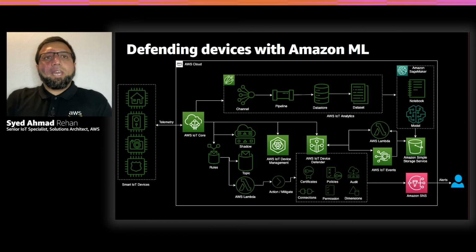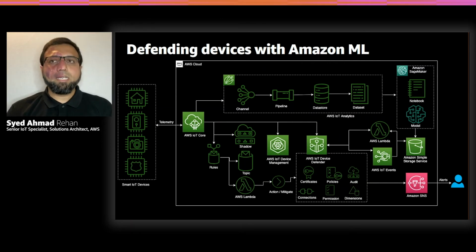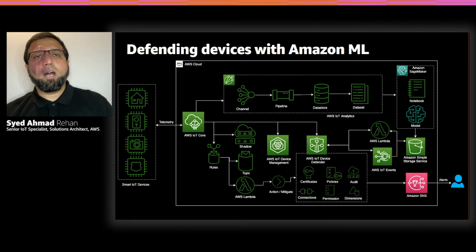Now, let's look at the second case, where customers were defending devices using the Amazon machine learning services we provide. This is where they will use the telemetry data coming into AWS IoT Core, and they will push it into IoT Analytics, get it cleaned up, make it ready for the data store, and get the data set ready to be consumed by Amazon SageMaker, and then create a machine learning model, and put the output of that into S3. In conjunction with that, they will use the data coming in from IoT Core shadows.